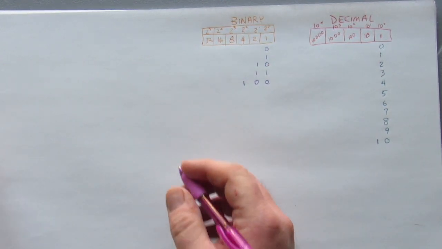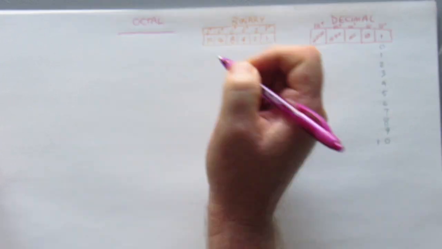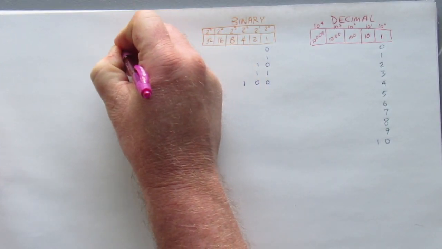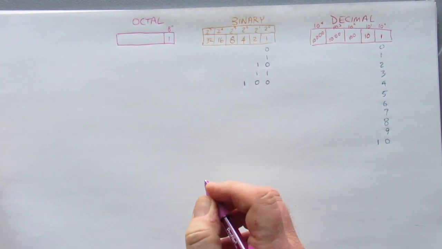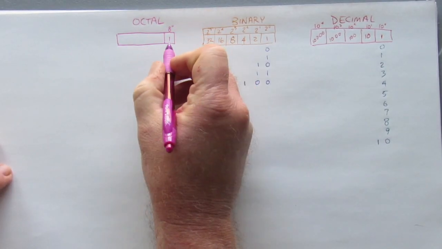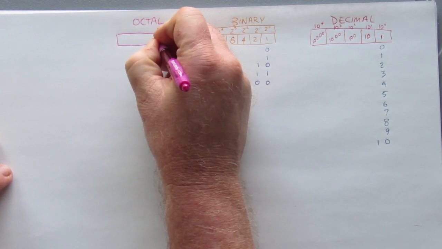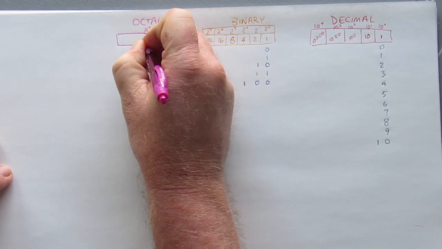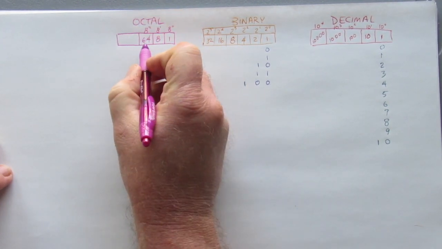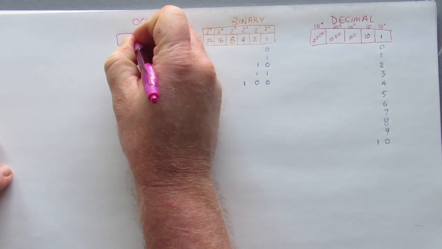Now let's take a look at octal. Octal means 8, so we're in a base 8 numbering system. So 8 to the 0th power is 1s. So it multiplies by itself each time. So 8 to the 1st power is 8. 8 squared is 64. 8 cubed is the same thing as 8 times 64, which is 512.